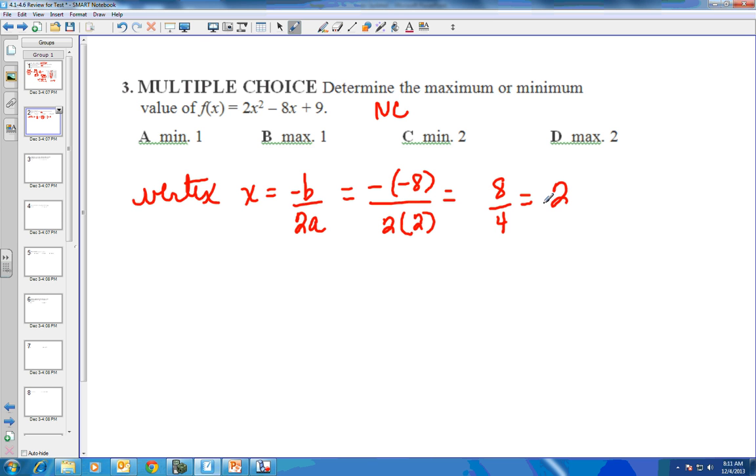All right, so first of all, am I going to have a max or a min in this problem? When I graph this, is this opening up or opening down? It's opening up. And remember, I know that because this number right here is positive. So I'm going to have a minimum. Is my minimum 2, though?